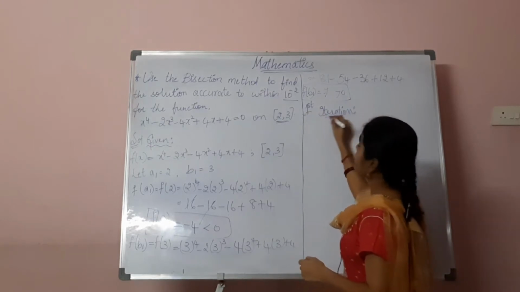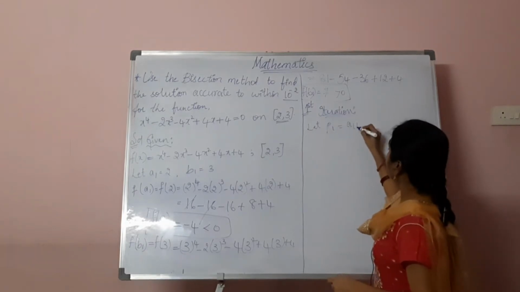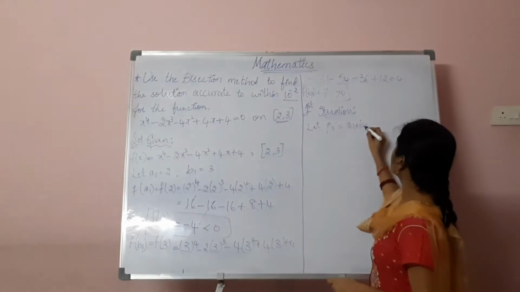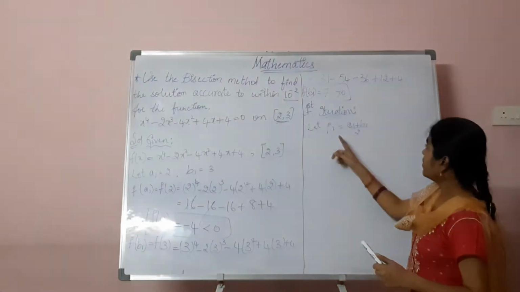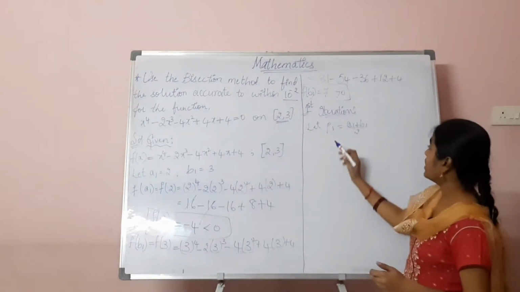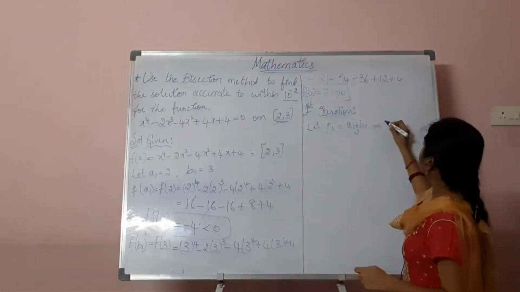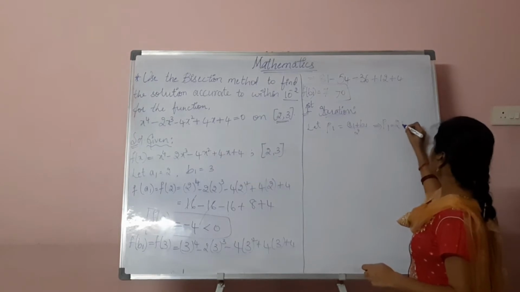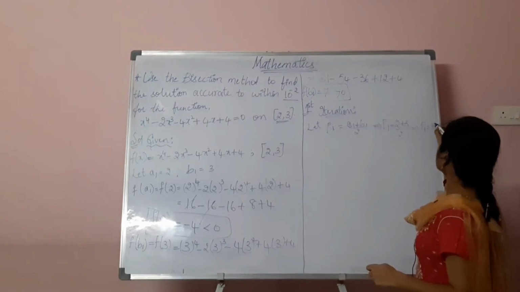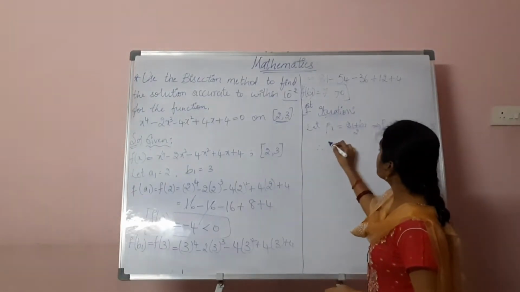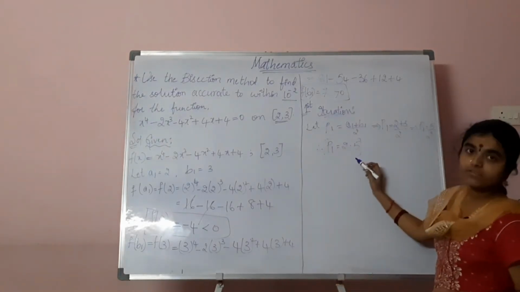Now in the first iteration, let P1 equal A1 plus B1 by 2. Here P1 is the root of the equation, so we consider the root for the equation as P1. P1 equals A1 plus B1 by 2. What is A1 here? 2 plus 3 by 2. P1 equals 5 by 2. Therefore P1 equals 2.5.